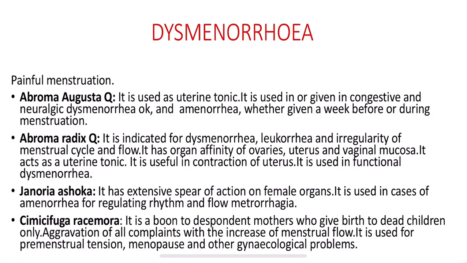Cimicifuga racemosa, it's a boon to the despondent mothers who give birth to dead children only. So again here for the stillbirths, like we saw in abortion, if a mother is giving birth to a lot of stillbirths or dead children, with aggravation of the complaints with the increase of menstrual flow. So Cimicifuga is prescribed in abortion and also for women who give birth to stillbirths, and the complaints are aggravated during the menstrual flow like Zincum metallicum, Lachesis and all. It is used for premenstrual tension, menopause and also the other gynecological problems the person suffers.